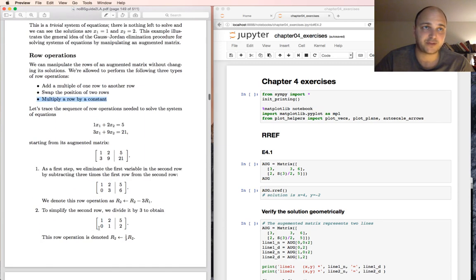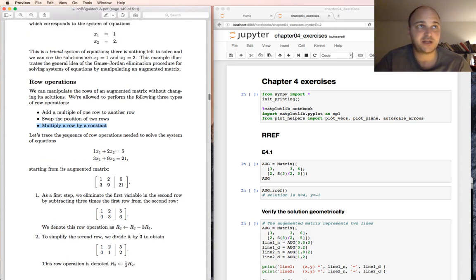And you can scale a row. For example, here when we had the 3, we divide the whole row by 3 to get a row 1, 2. So that's it. I mean, these are things you would assume you can do with equations, so you can do them with an augmented matrix as well.